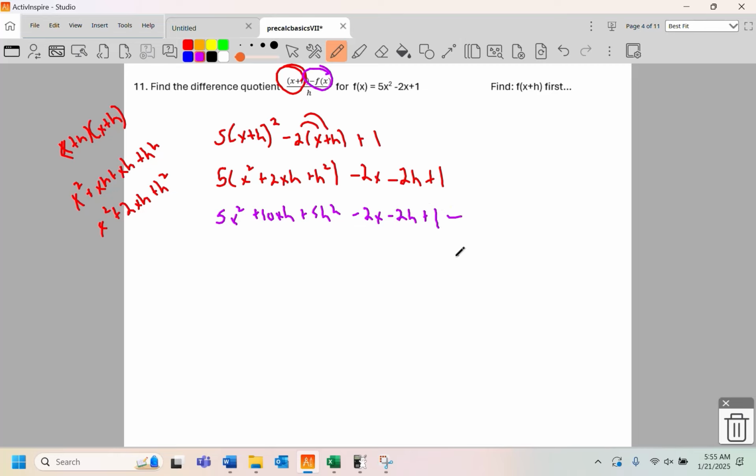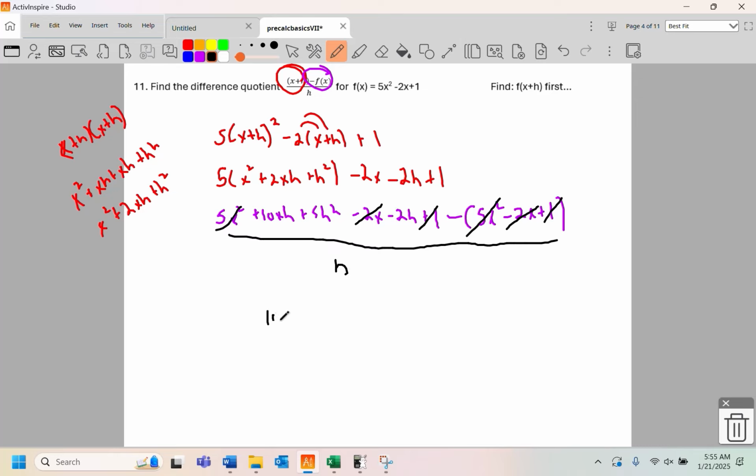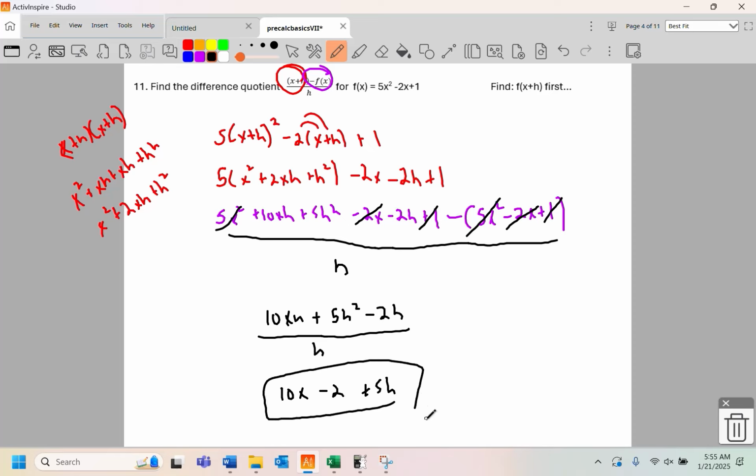And let's do the rest of it. Minus the original function, f of x, 5x squared minus 2x plus 1. Now, whatever is in this set of parentheses cancels with something that's not. Whole thing is sitting pretty over an h. What do we have? We have 10xh plus 5h squared minus 2h all over an h. And each of these 4 pieces contains an h, so we reduce. We're going to put this 5h last. There's your answer. It didn't take long to do. And there are shortcuts to this too.